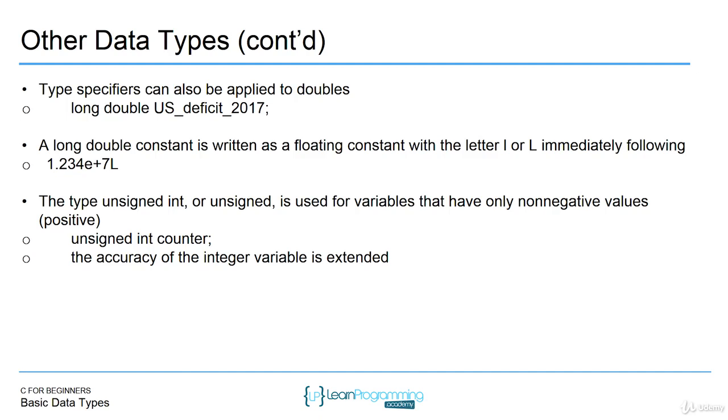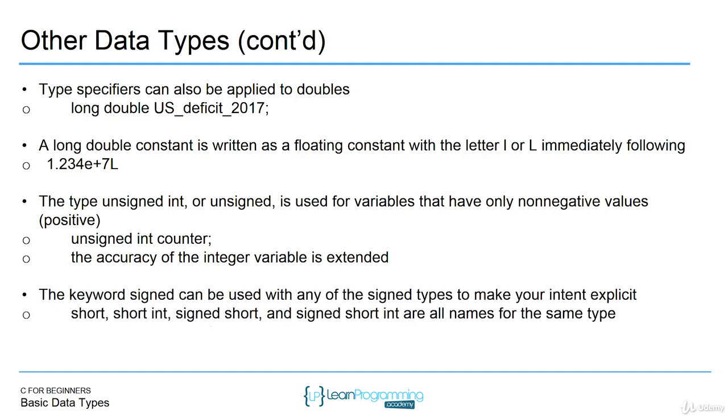Now, that's how it works in theory. Some compilers don't enforce it. But if you were to create an unsigned int and you tried to assign a negative number, the compiler should complain. So unsigned int counter, for example. And again, this allows the accuracy of the integer variable to be extended to only allow positive values. So it's making your program more efficient by using all of these different, more specified data types.